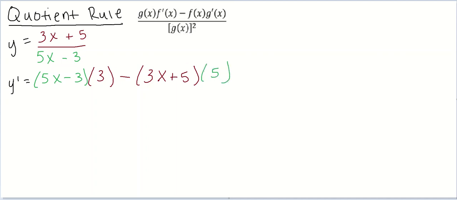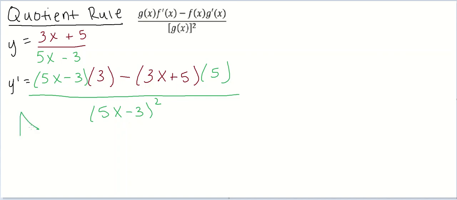And then this formula says all of this needs to be divided by the bottom function squared. And our bottom function was 5x minus 3, and we need to square it. So we're going to do 5x minus 3, and then square it. And this right here is a very, very common mistake, so put a star so that you pay a lot of attention to it.